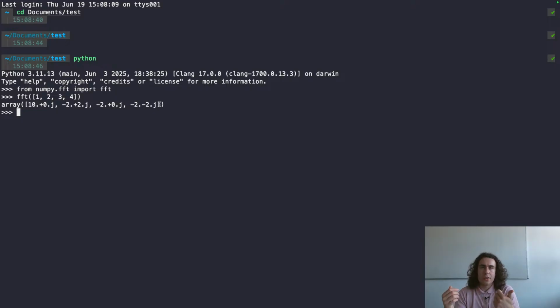Like in this case, we know that these are roots of fourth power of 1. So these are 1, i, minus 1, and minus i.